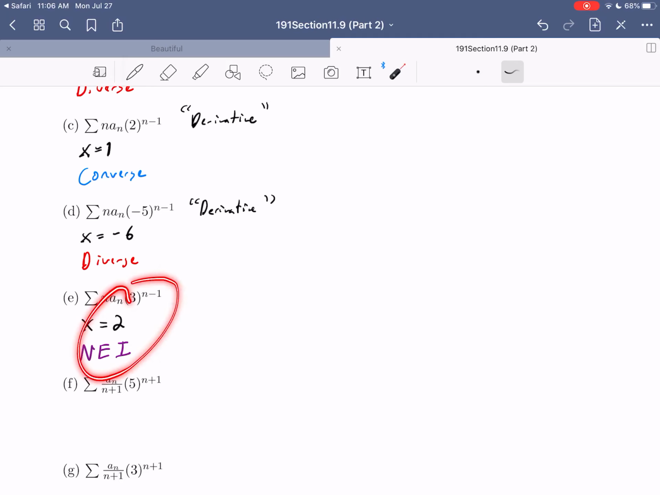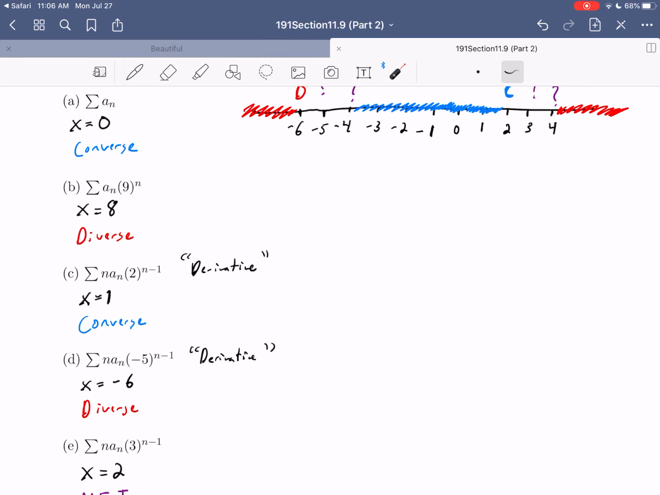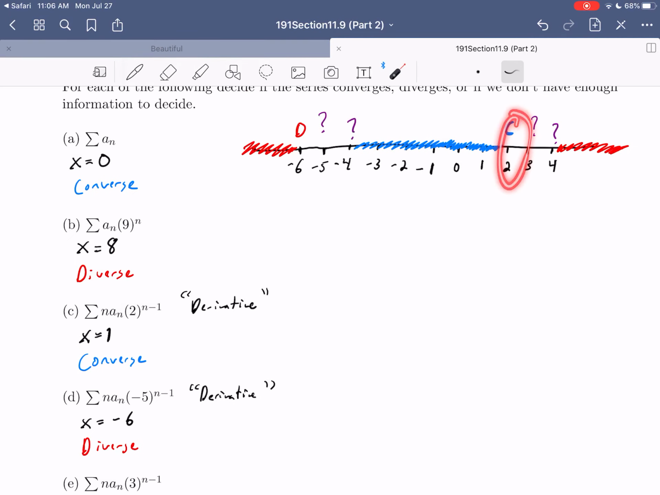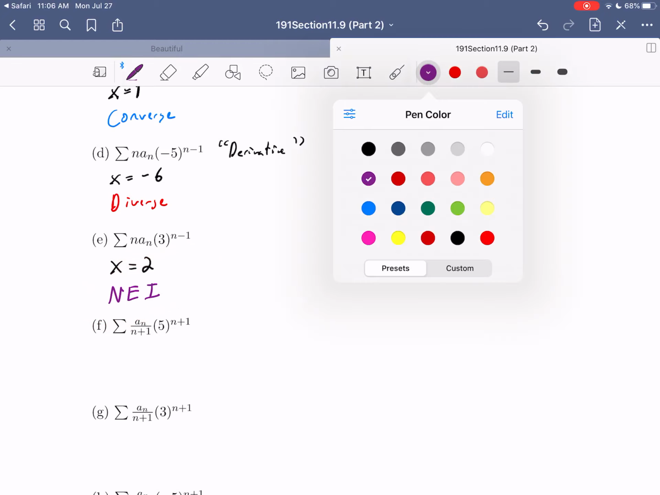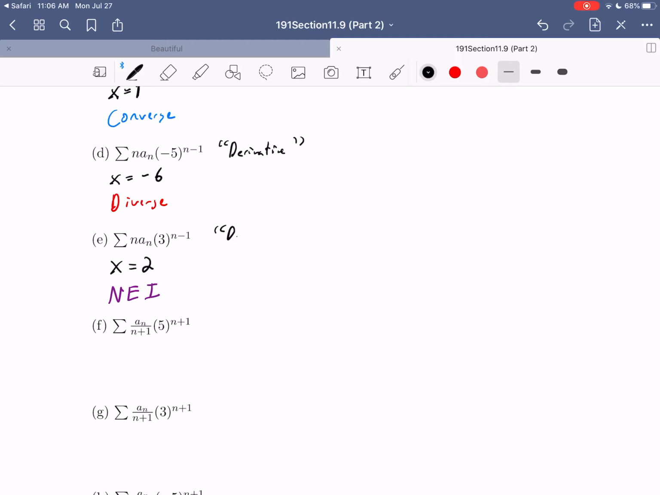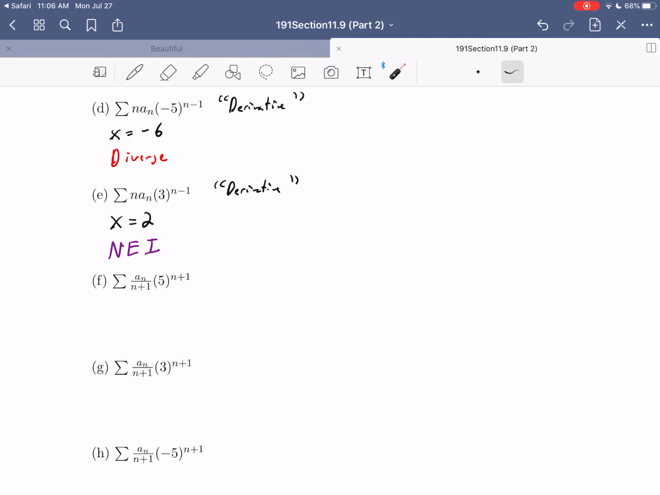Again, it's a very special case. It's potentially an endpoint, and potentially the derivative will affect the convergent endpoint and make it divergent. So we have to consider it as not enough information. And again, just to make sure we fill that in, that was also the derivative. Okay, now we have some that are all based on the integral. We know that because we have that n plus 1 exponent and then divided by n plus 1. So let's take a look at the integral here.